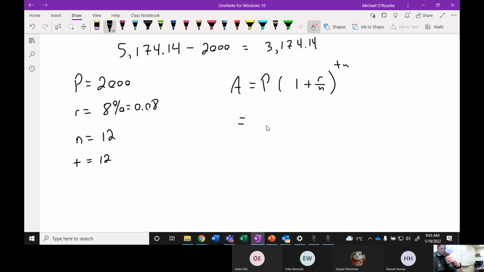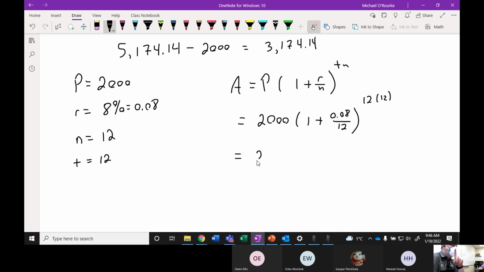Should I give everyone a little bit of time to try to write this down by yourself? Try to write down your formula, plug everything in, and then I will catch up with you. Okay. I'm just going to write down the formula: 2000 bracket 1 plus 0.08 divided by 12, to the power of 12 times 12.